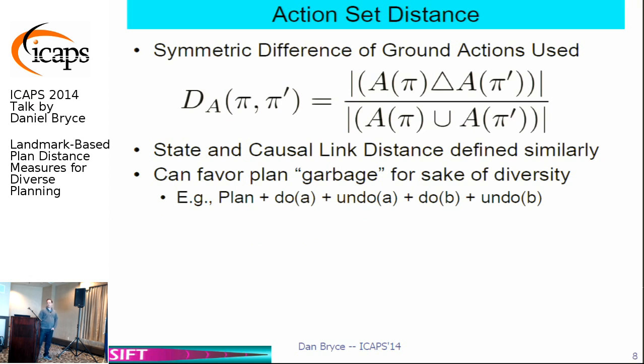Action set distance looks like this. We want to compare the distance between pi and pi prime. The function A just returns the set of actions that appear in the plan. The triangle there denotes the symmetric difference. So the size of the symmetric difference over the size of the union is the proportion of unique actions appearing across these two plans. You can define the state and causal link distance similarly. You just extract those features from the plans instead of just the actions.